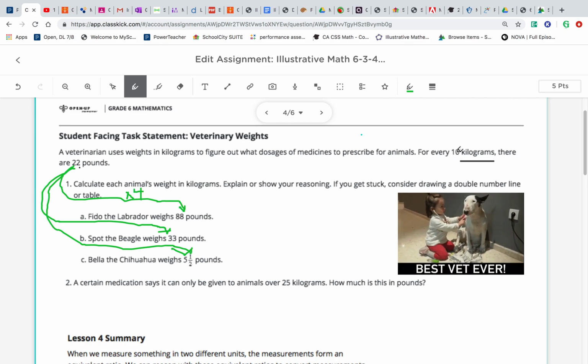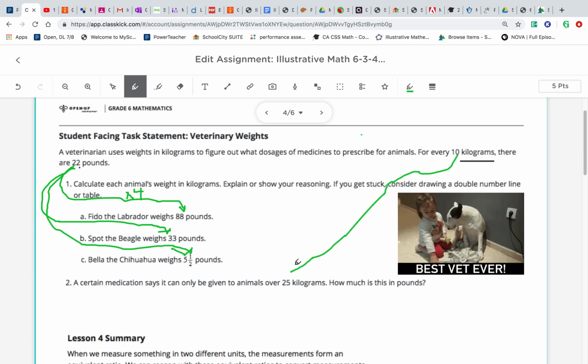We need to find 1/4 of 10. A quarter of 100 is 25, right? So a quarter of 10 would be 2.5. So 2.5 would be that answer. And then for number 2, a certain medication says it can only be given to animals over 25 kilograms. How much is this in pounds? For 25 kilograms, going from 10 to 25, I'm going to be multiplying times 2.5. So I'd be multiplying 22 times 2.5, and that's going to be 55.